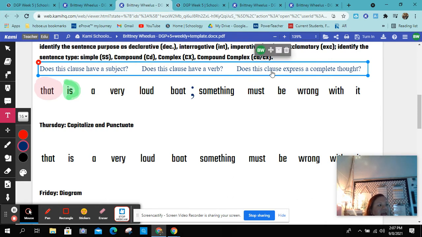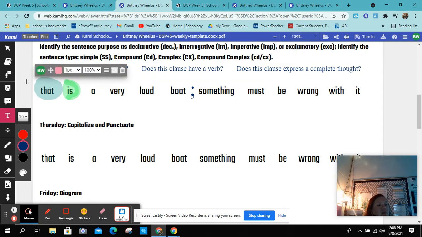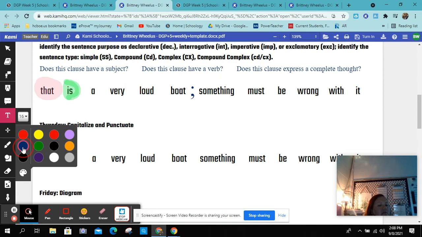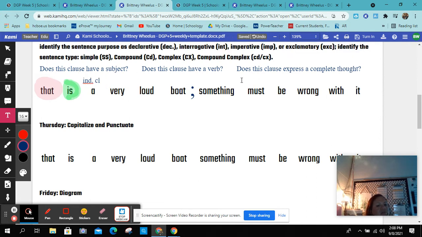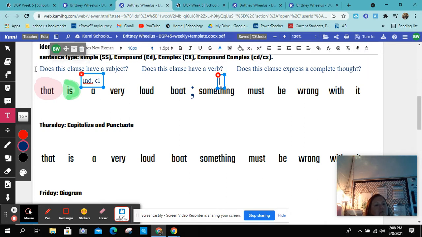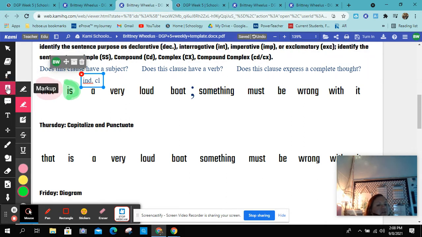And being that we can answer yes to all 3 of these questions, what kind of clause do we have? Independent. Good. We have an independent clause. Now I want to move on to the second clause. Something must be wrong with it.